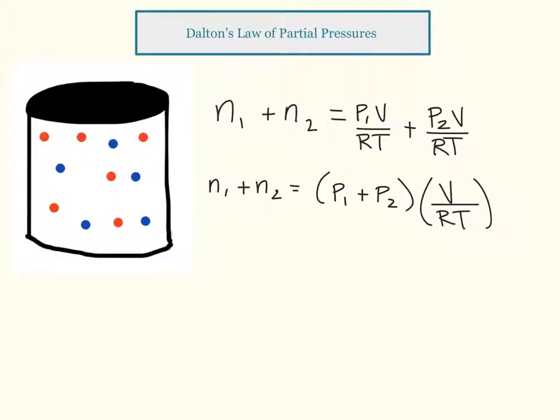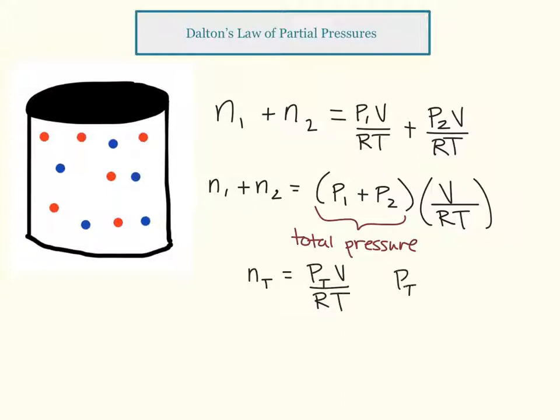Now we can see that the added pressures, which we could call the total pressure, is directly proportional to the total amount of moles. Another way of saying that is that this new number of moles, the total moles, is equal to the total pressure times volume divided by the gas constant times temperature. Or just like saying that PV still equals nRT.